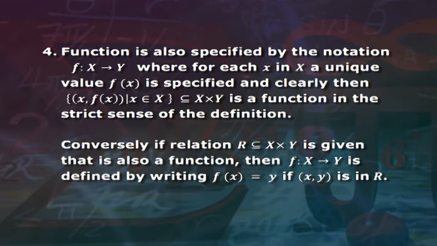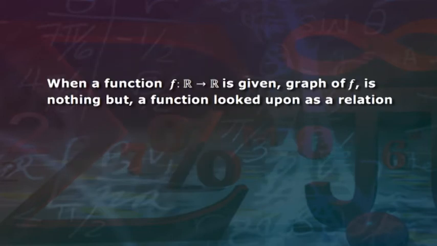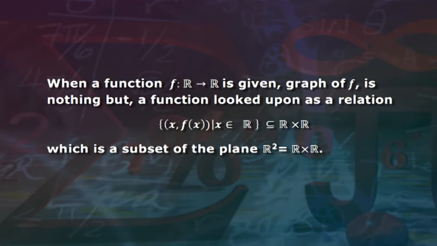Conversely, if a relation R, a subset of X cross Y, is given that is also a function, then f from X to Y is defined by writing f(x) = y if (x, y) is in R. When a function f from R to R is given, the graph of f is nothing but the function looked upon as a relation, the set of ordered pairs (x, f(x)) such that x is in R, which is a subset of R square.